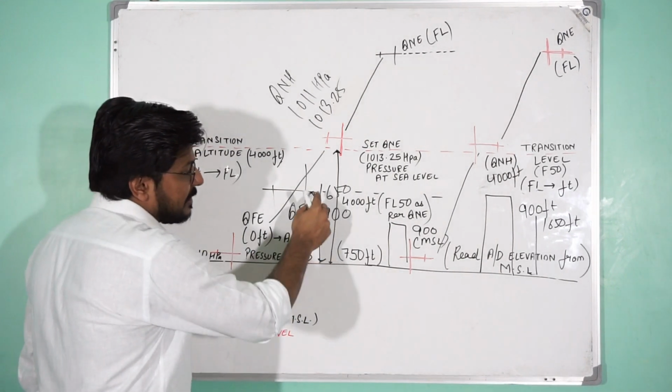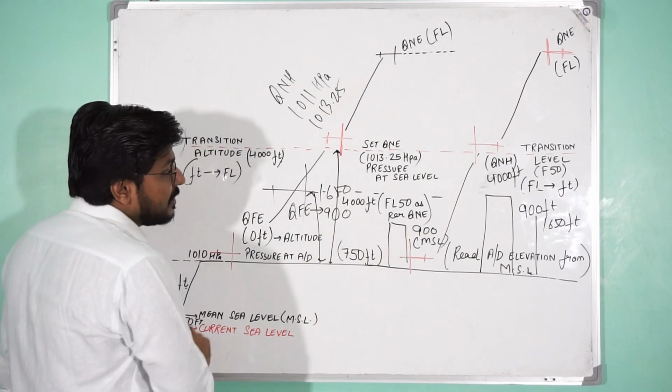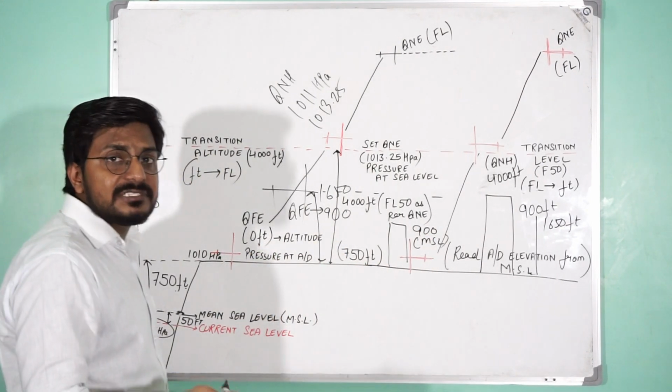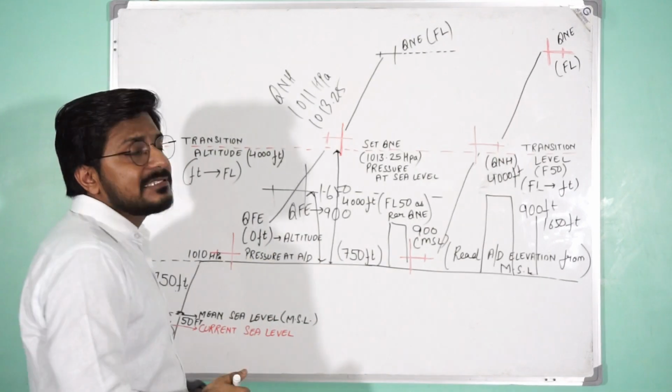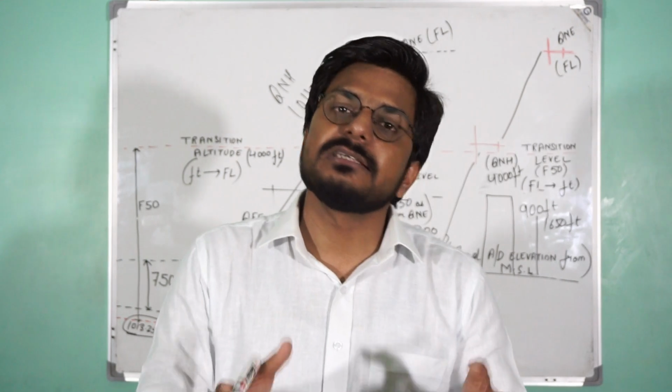You are 900 feet from the airport, not from the mean sea level, whereas this is from the mean sea level. So 900 feet from the mean sea level there is a terrain. Whereas you have selected QFE settings, and at 900 feet it will start giving you a warning that there is a terrain, whereas there is no terrain.